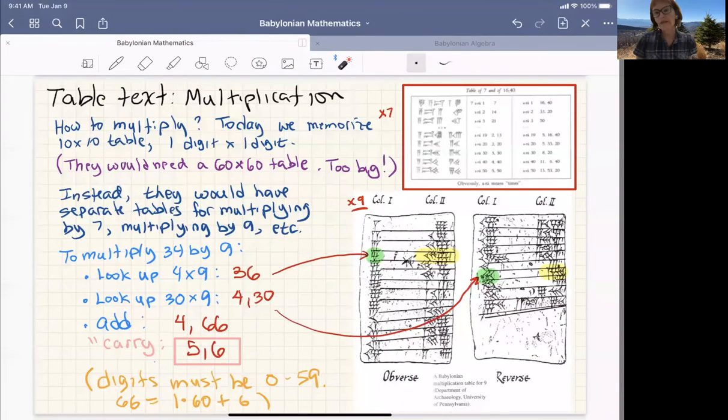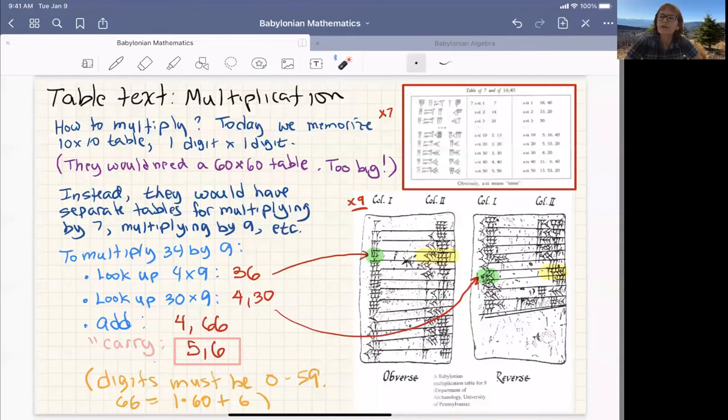So for example, this table is basically typed up, so it's a modern depiction of what was on an actual tablet. And this is a multiplication by 7 times table. So if you were doing a multiplication that required multiplication by 7, you'd use this. Over here, we see a times 9 multiplication table.